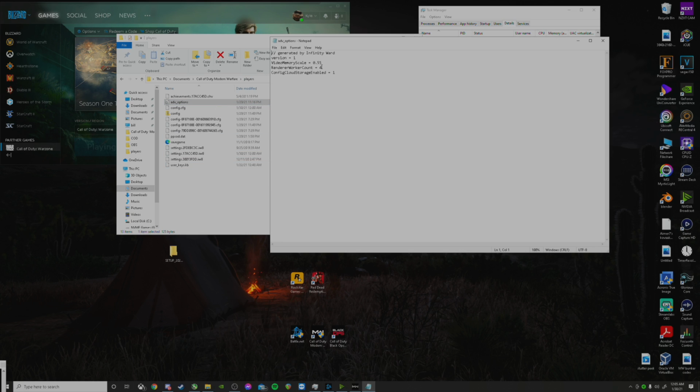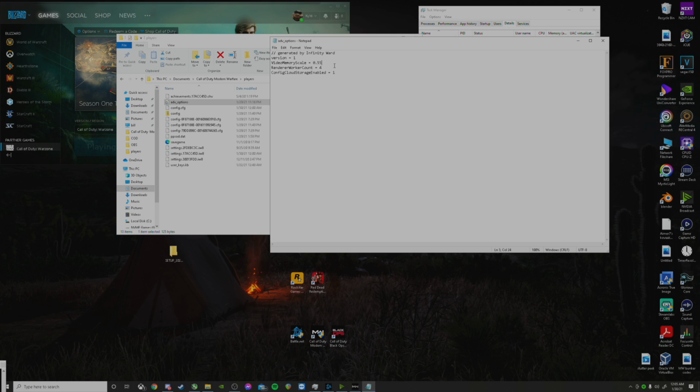and off of default, this was set to 8. This is where it says render worker count. That's for your CPU cores. You want to set this to half of your core count. I have a 10700K, so I have 8 physical cores, 16 threads. So half of 8 is 4. I put in 4. And then for the video memory scale, it was defaulted to 1.0 right here, and I set it to 0.55.